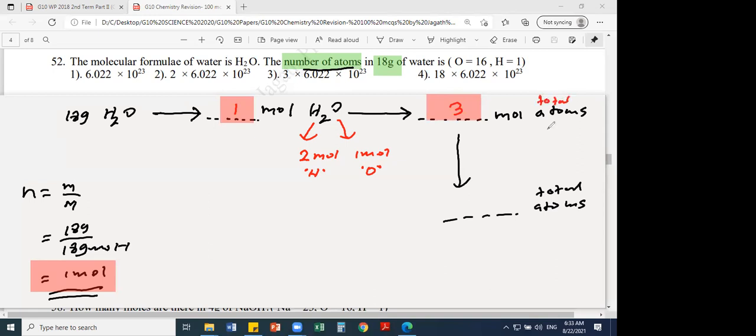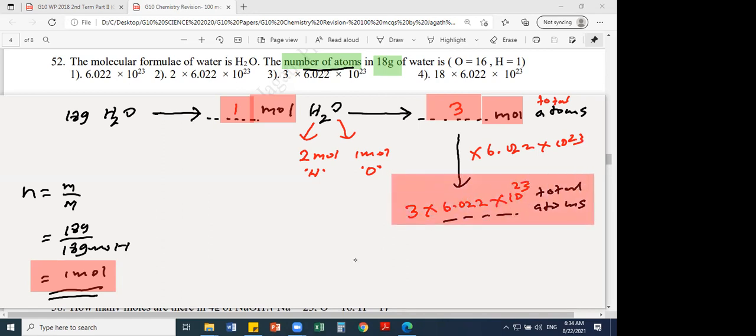Then how to convert this into total atoms? Multiply moles by the Avogadro constant, 6.022 into 10 to the power 23. What is the answer? 3 into 6.022 into 10 to the power 23. This will be the final answer.